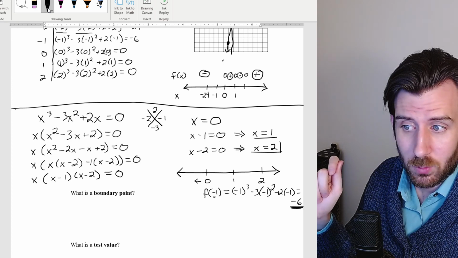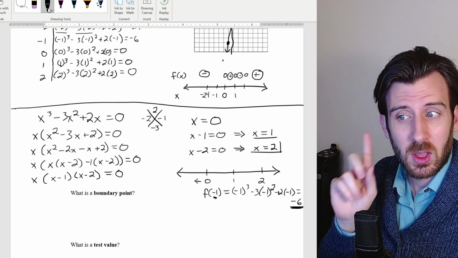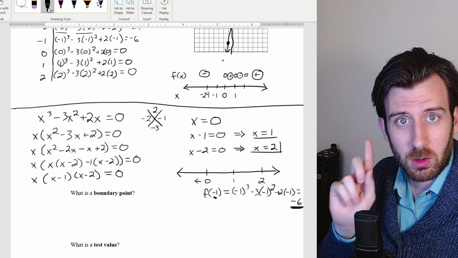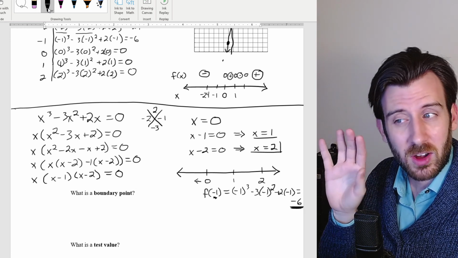Now, the important thing about this is not the -6. It wasn't even the -1. It's the story for why I did all this. I chose a point before I had reached 0 as a representative of the sign for everything over there.